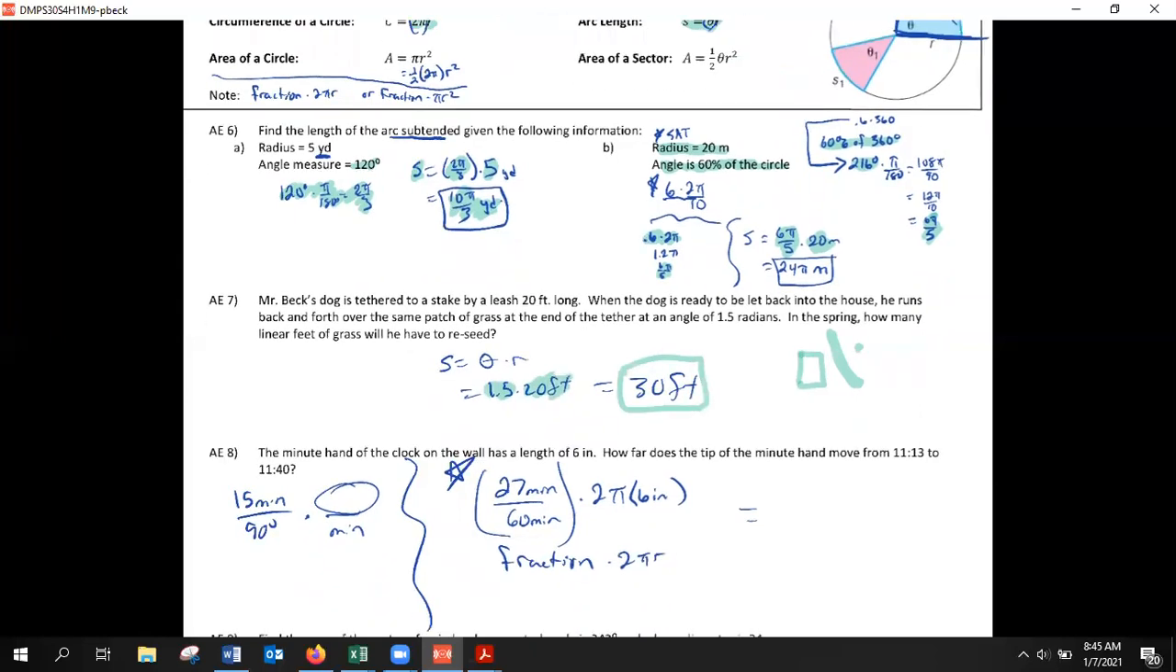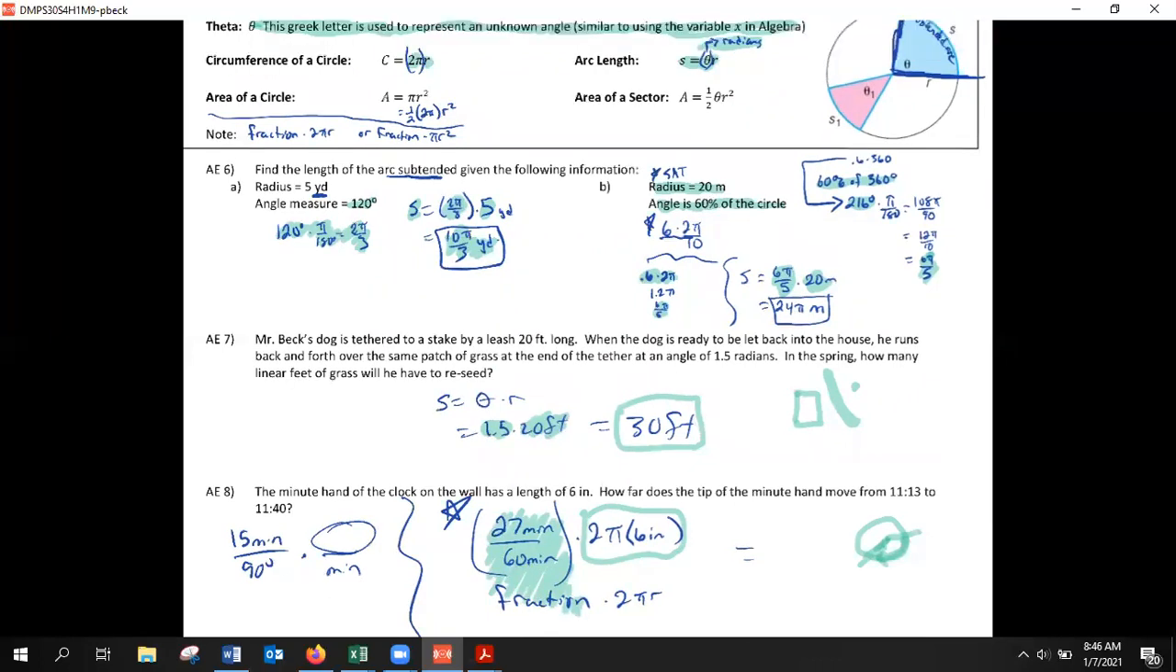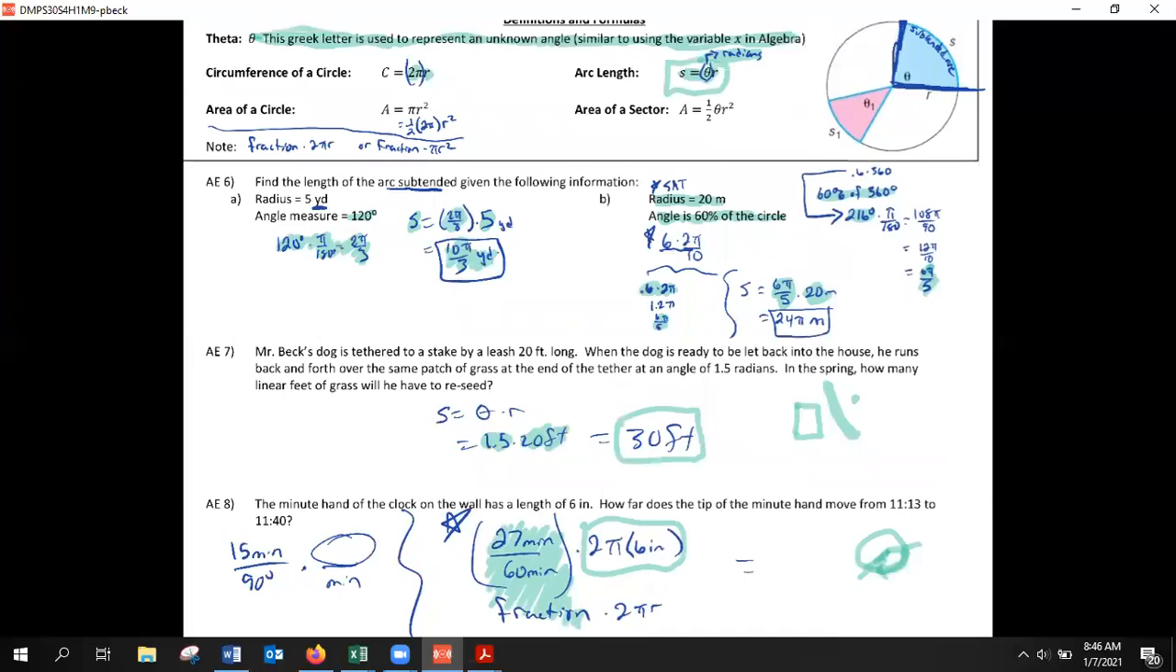Problem number 8: a minute hand on a clock wall has a length of 6 inches, and that is actually true, I measured it. How far does the tip of the minute hand move from 11:13 to 11:40? If we get an estimate, 11:13 is here, 11:40 is here. It would be useful to know what that angle is. Keep in mind, we don't actually need to know that angle. We know that the full circumference that path will go around is 2 pi times 6, or 12 pi. So we just have to know the fractional relationship of the 2 pi r. That fractional relationship of the 2 pi r is actually a more efficient way of looking at how that formula comes to be.